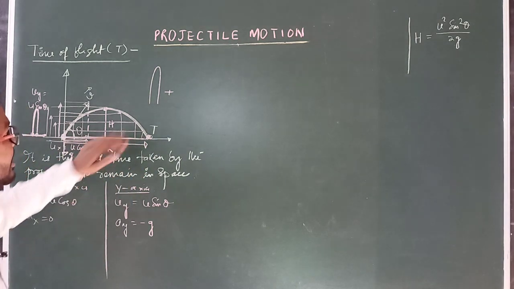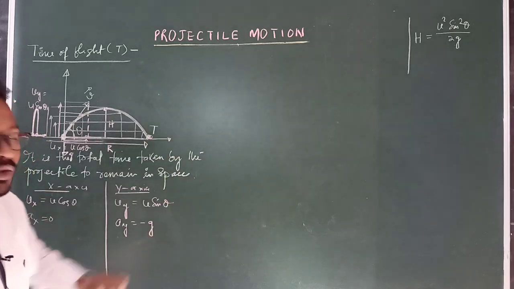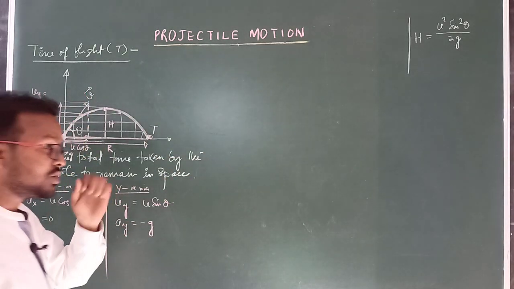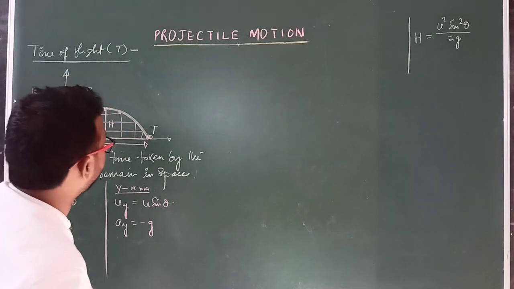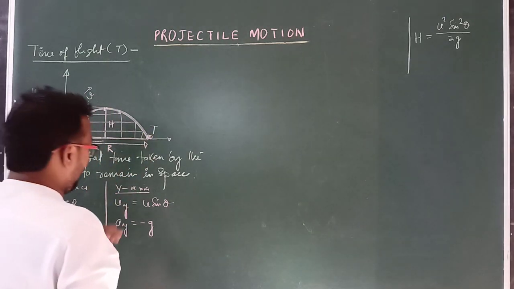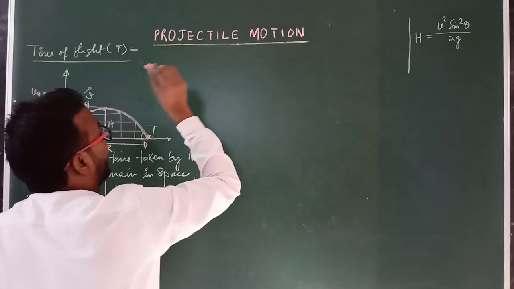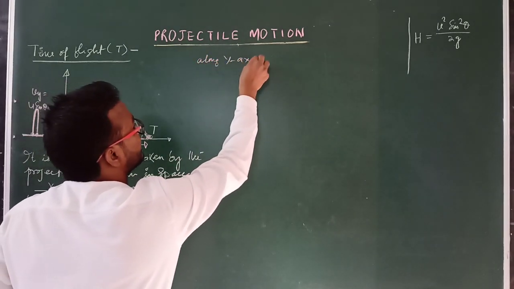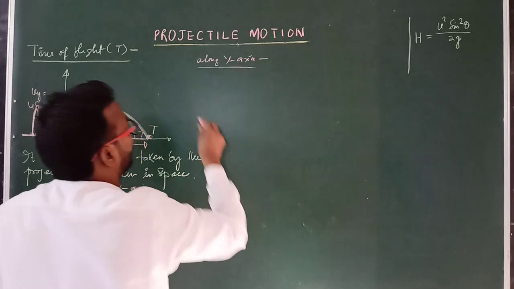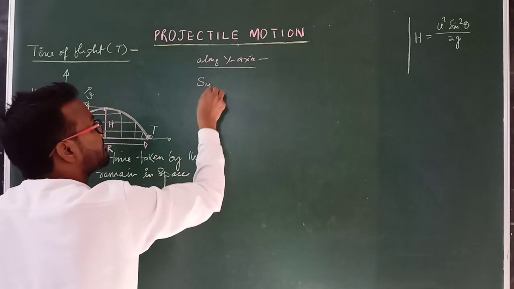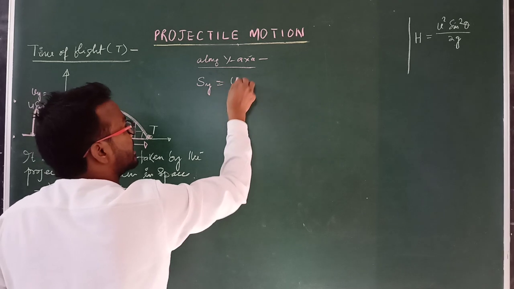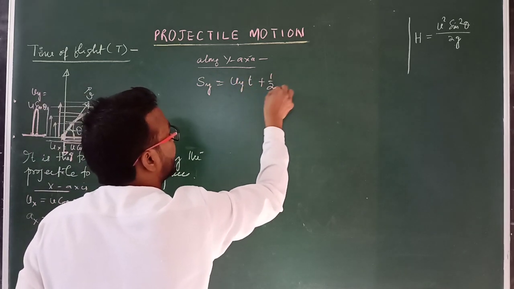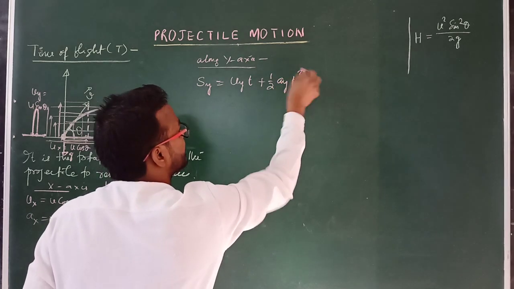Clear? So we have to use kinematic relations here. Why? Because acceleration along the vertical direction is a constant quantity. So for convenience, to derive the time of flight relation along the y-axis, we have to use sy equals uy t plus 1 by 2 ay t square.